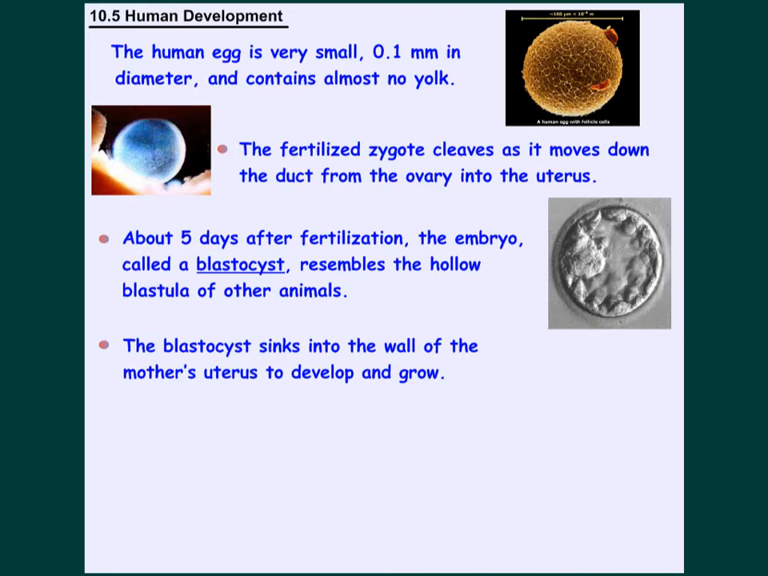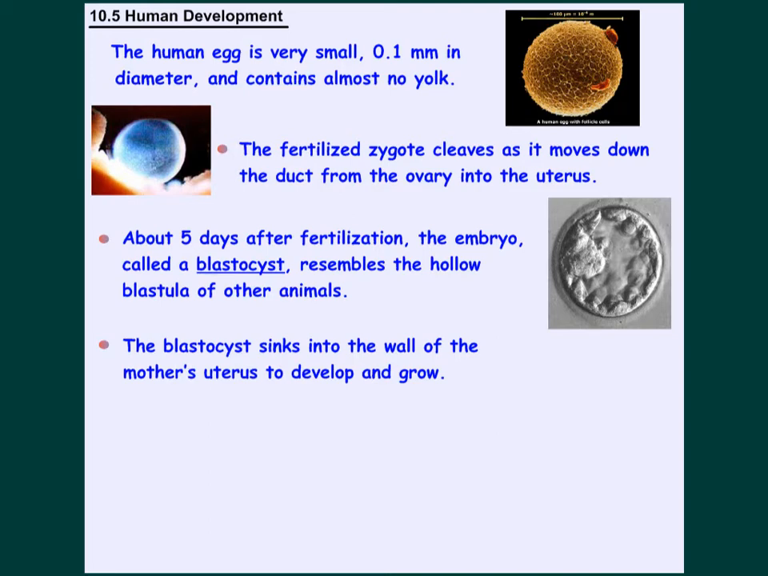Mr. Hoffman discussed this in a little more detail in section 10.1. So about 5 days after fertilization, the embryo is considered a blastocyte, and it resembles the hollow blastula of other animals. So in section 10.3, we discussed the process of cell division, and as we move from one cell to two to four, and go through that exponential growth, we eventually get to something considered a blastula. So in this case, in humans, we can also call that a blastocyte.